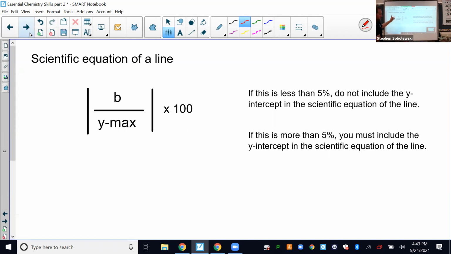Mathematically, it looks like this. b is your y-intercept. y max is the highest y value, okay, so it's the y value of your highest point. If this is less than 5%, do not include the y-intercept. If it is more than 5%, you must include the y-intercept. Let's go through a couple examples because this is really tricky to just talk about without actually seeing it.